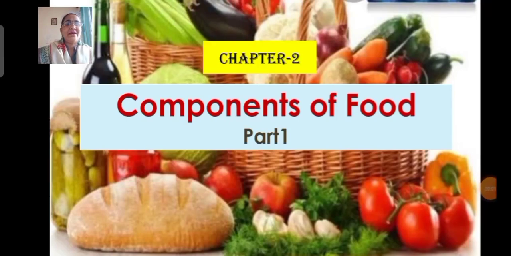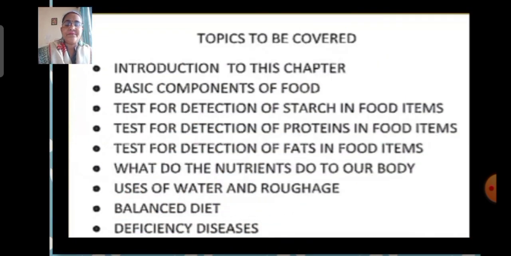Sai Ram students, in today's session we are going to start a new chapter, that is chapter number 2, components of food. Let us see what all are the topics we are going to study in this chapter. We will study about first is introduction, then basic components of food, then test for detection of starch, proteins and fats in food items. Then we will study about what do the nutrients do to our body, uses of water and roughage, balanced diet and deficiency diseases.